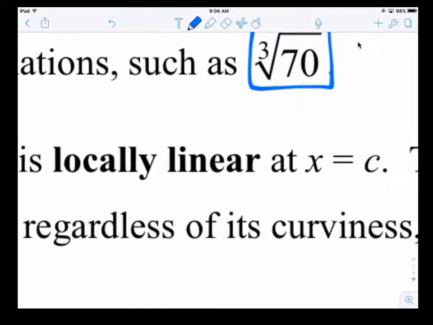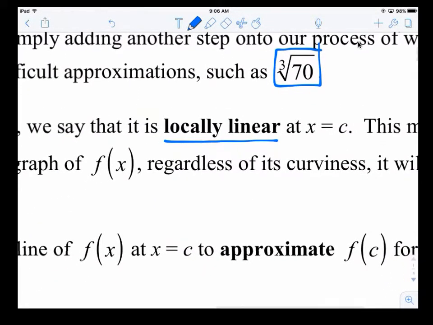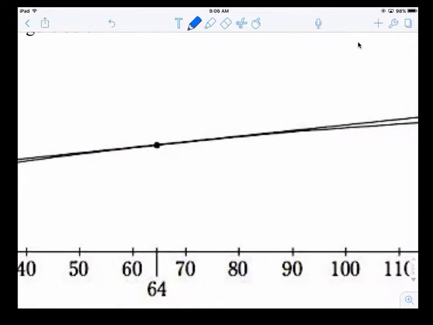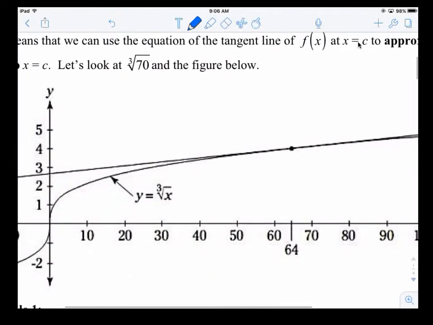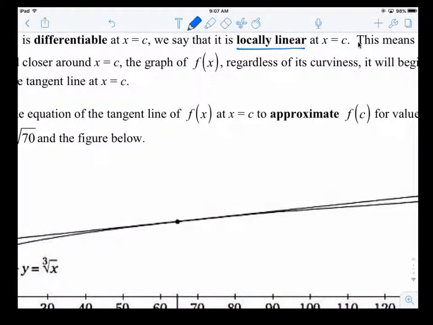All right? So we're going to start using this concept called locally linear. If you're looking at that picture there that I have for you, which is the cube root of x, the idea of locally linear is that when you have a tangent line that intersects the curve, they're so close to each other that we could assume that the values of this function are the same or very close to the values of the tangent line, right? Does that make sense?